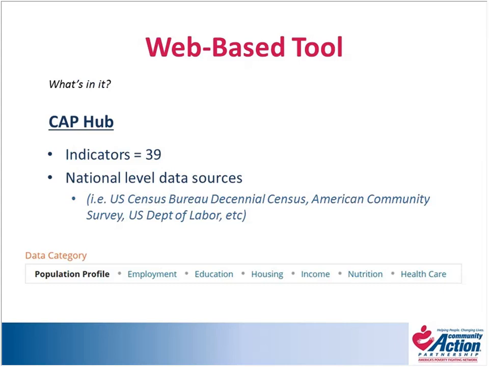So you'll see here there's about 39 indicators within the Community Action Partnership Hub. The data comes from the Census Bureau, American Community Survey, U.S. Department of Labor, and more. You can also see those data categories that we talked about earlier that are within the tool.